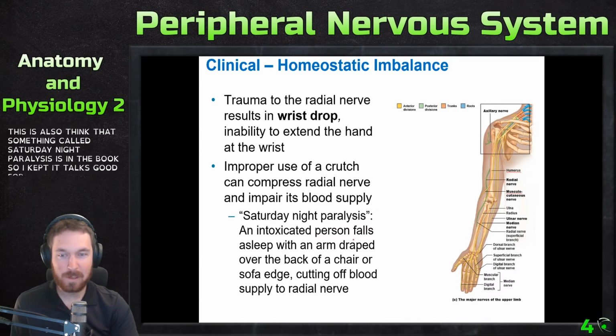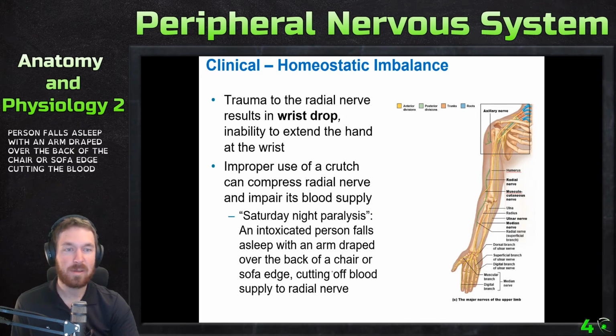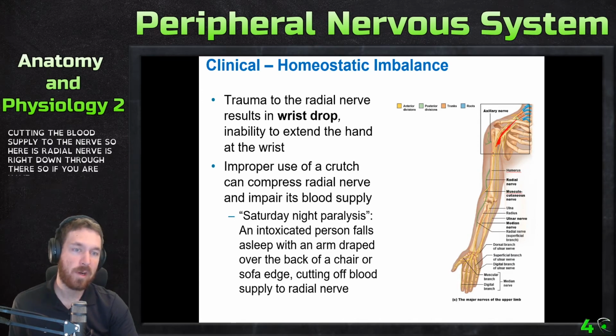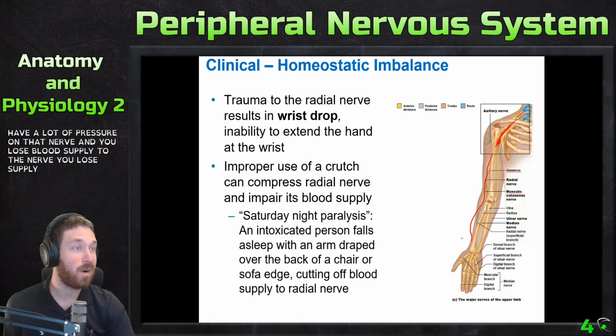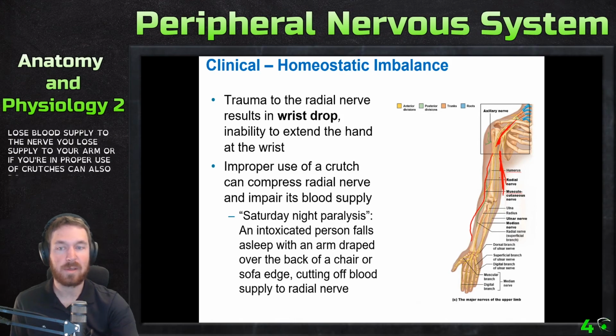An intoxicated person falls asleep with an arm draped over the back of the chair or sofa edge, cutting the blood supply to the nerve. So here, this radial nerve is right down through there. If you have a lot of pressure on that nerve and you lose blood supply to the nerve, you lose supply to your arm. Or improper use of crutches can also do this as well.